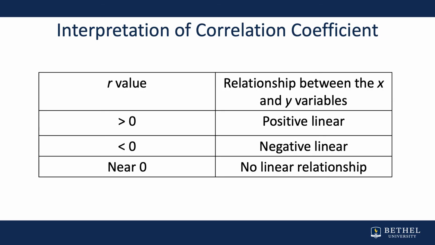In fact, here's how we interpret the correlation coefficient. If the R value is positive and greater than 0, the closer you get to 1, the more it has a very strong positive linear relationship. Now, if that number is less than 0, the closer you get to -1, it has a very strong relationship, but it's a negative linear relationship. The closer that R value gets to 0, it means that it has no linear relationship.